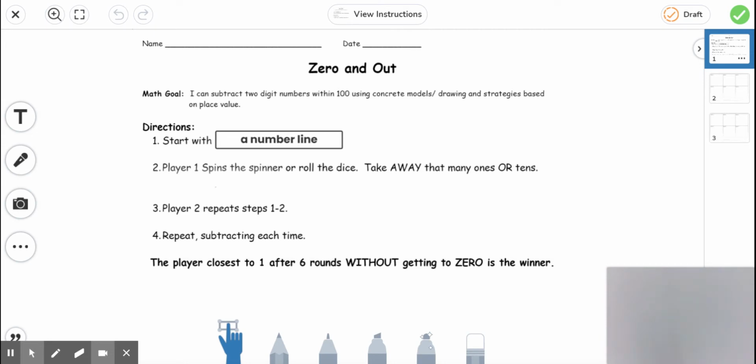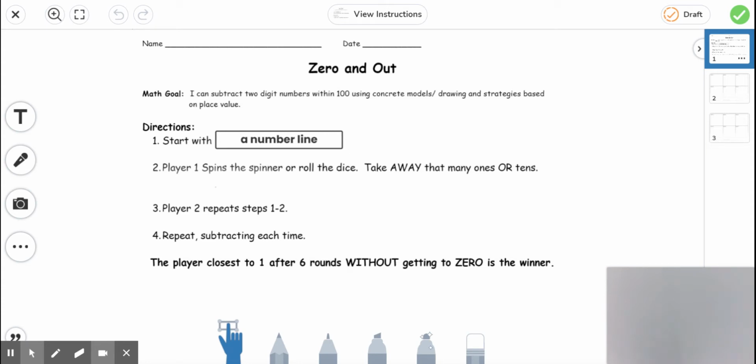So our goal here is to subtract two-digit numbers within 100 using concrete models, or a drawing based on place value, which is what we do when we do a number line, because we break it down by place value. So we always start with a number line.